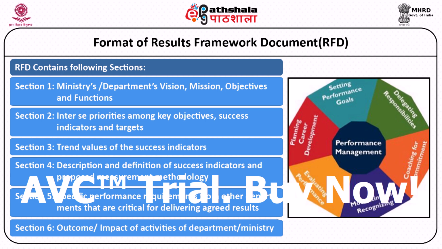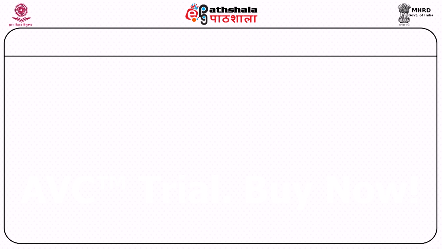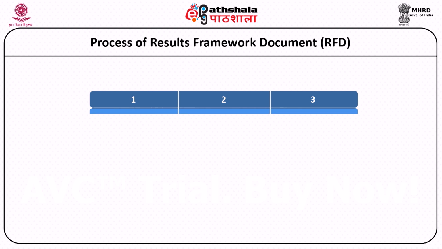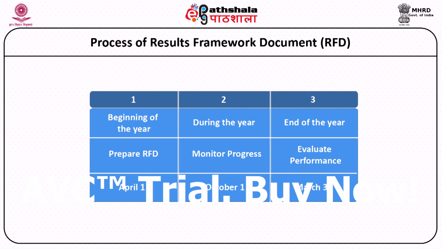Process of Results Framework Document. The process of Results Framework Document is as follows. In the beginning of the year, that is by April 1st, the departments prepare the Result Framework Document. By the 1st of October, they monitor the progress against the decided objectives. At the end of the year, that is, by the 31st of March, they evaluate the performance which they had set up in the beginning of the year.